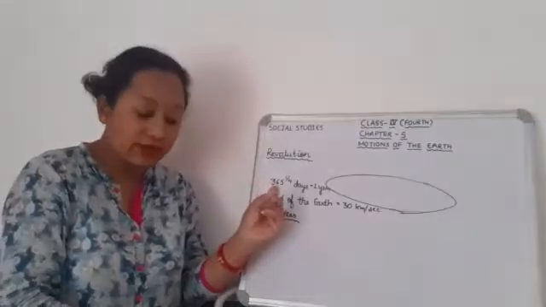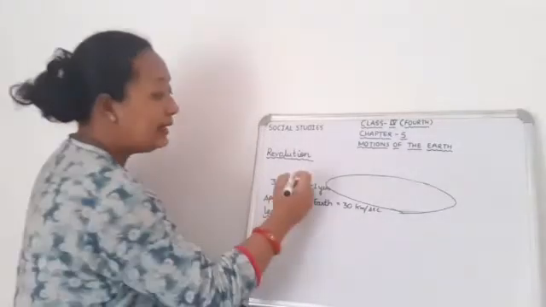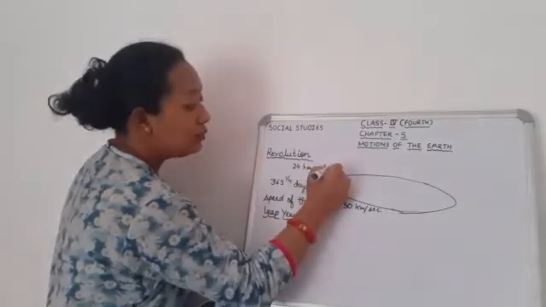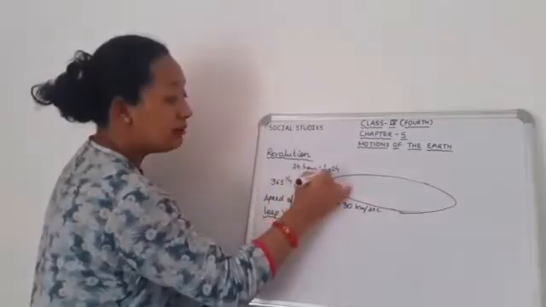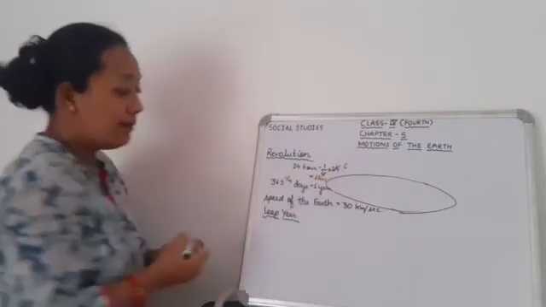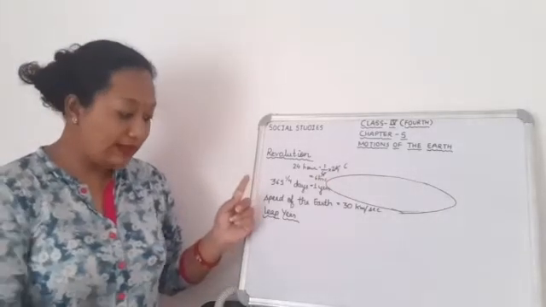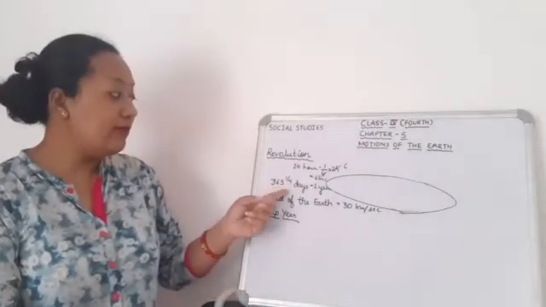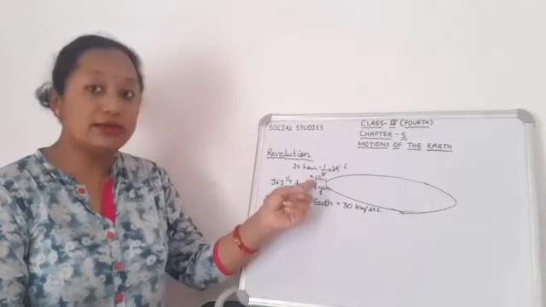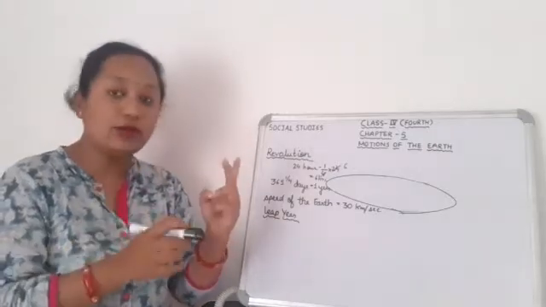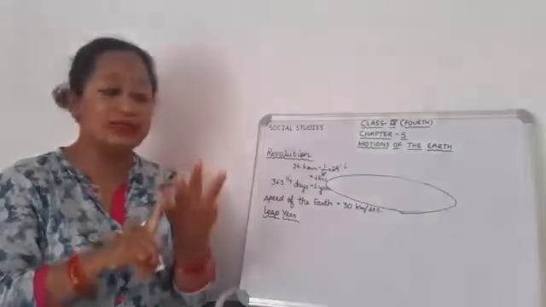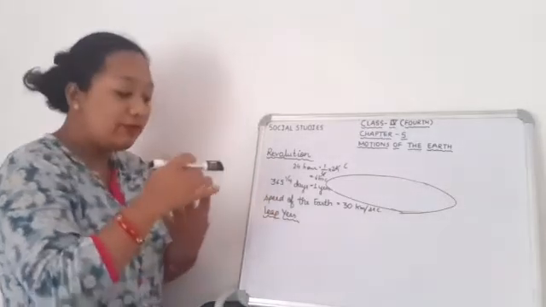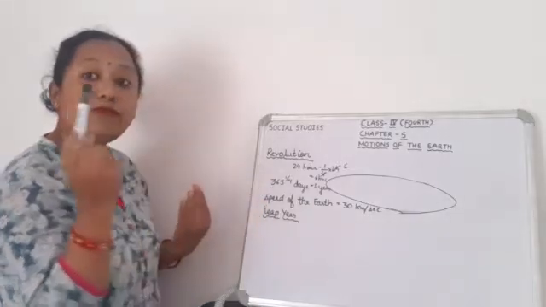One revolution takes 365 days and 6 hours, because in one day there are 24 hours, and 1/4 of 24 hours means 6 hours, since 4 sixes are 24. So in 1 year, in one revolution, it takes 365 days, 6 hours. Thus in 4 years, there will be 6 hours each year, and these four 6 hours make a day. That is why after every 4 years, one day is added.